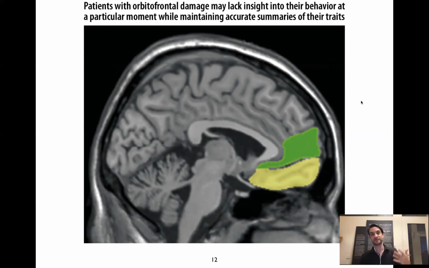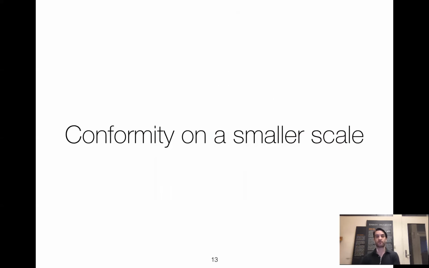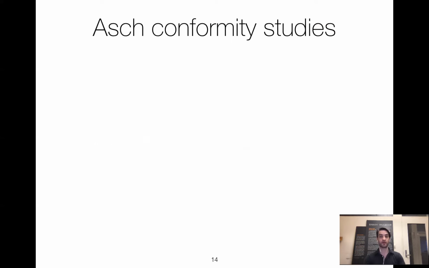So there's a lot of cases of how our brain, in particular our frontal lobe, when it is damaged, seems to make it harder for us to conform to these kinds of social norms of society. Okay, but let's get away from talking about neuropsychological cases, and let's talk about conformity on a much smaller scale that we can do experimentally in healthy individuals. And probably the most famous study about conformity is the Solomon Asch conformity studies.